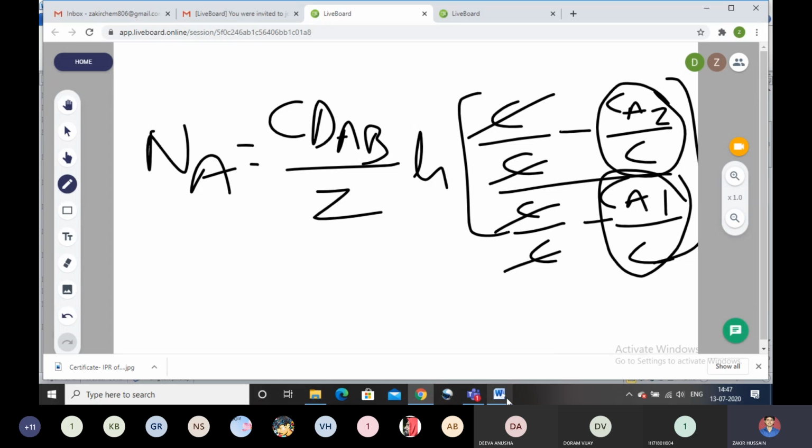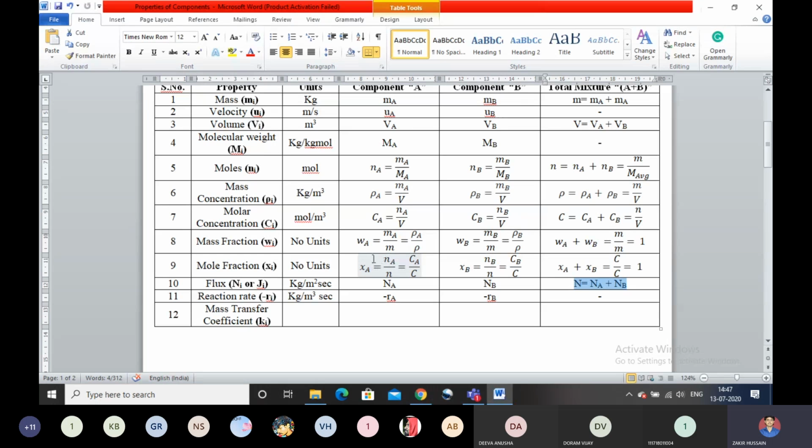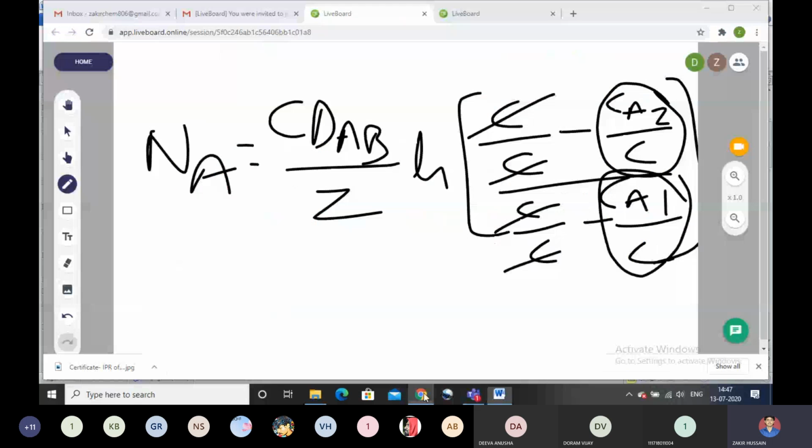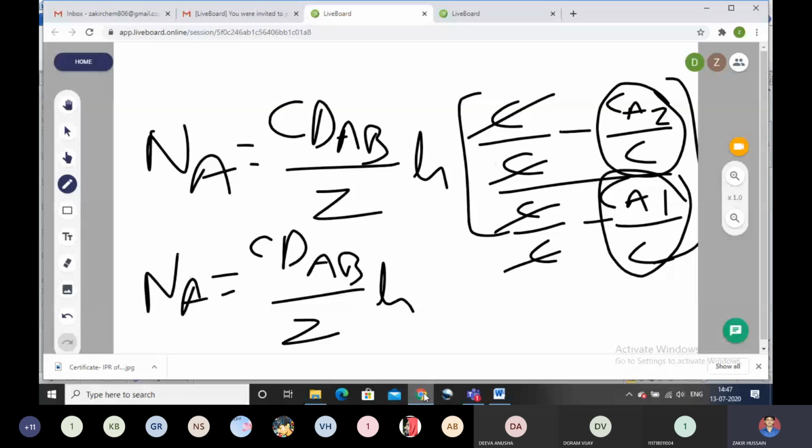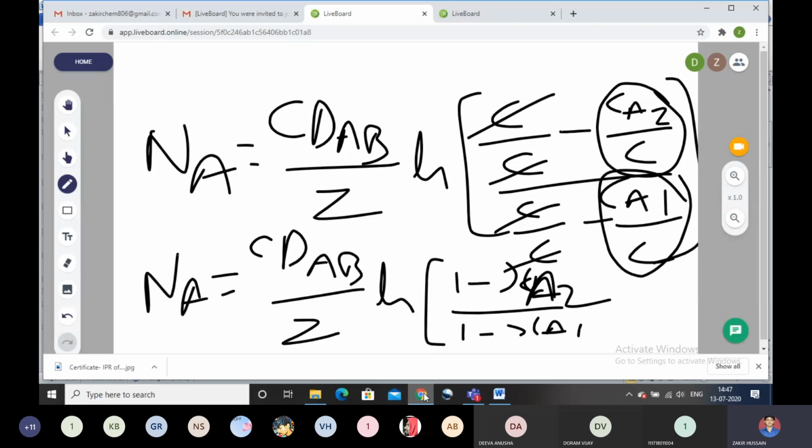You can see the old file also. Here mole fraction is nothing but individual concentration divided by total concentration. Just plane 1 and plane 2 are different. Only difference is plane 1 and plane 2. So in place of this we can substitute Na is equal to C dAB by Z ln 1 minus XA2 by 1 minus XA1. Since these are for liquids, we are writing X.